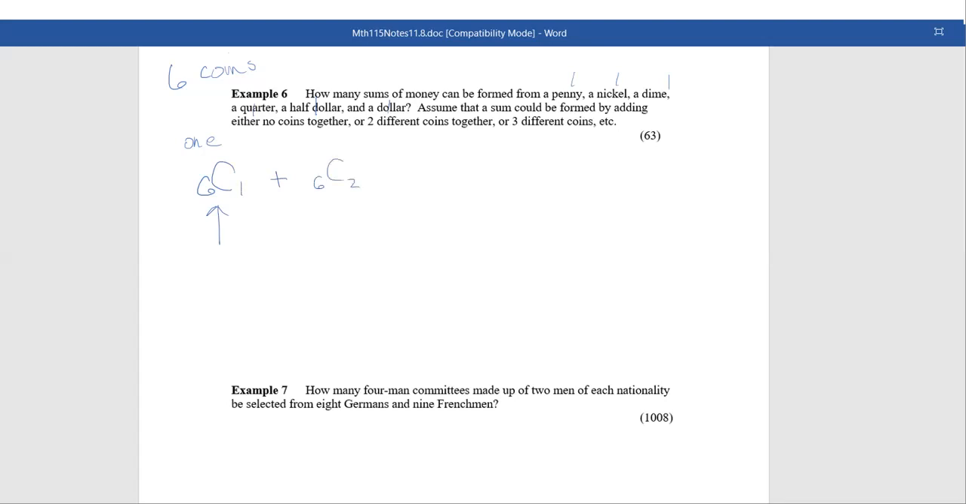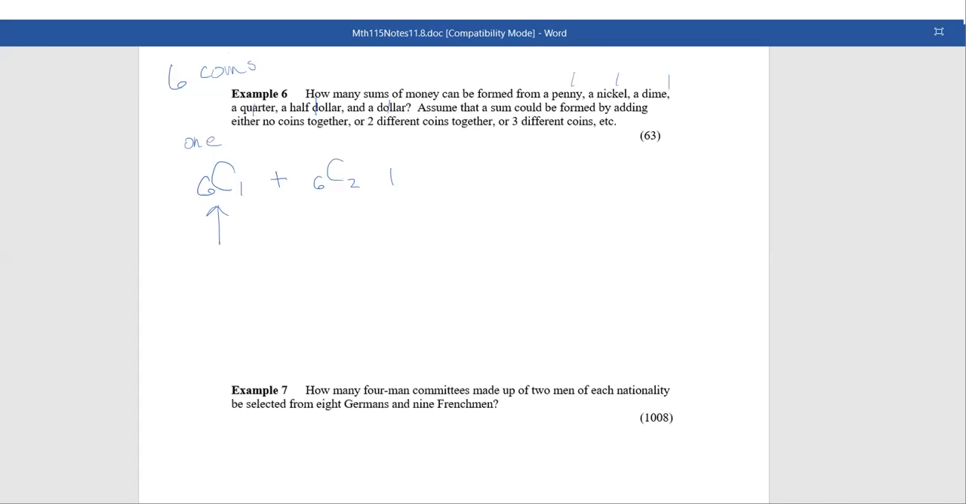And notice, this is a perfect example where the order doesn't matter, because you can add a nickel and a dime, you get 15 cents. You can add a dime and a nickel, you get 15 cents. So we don't want to do that twice. It's the same sum. So that's why we're using a combination. The combination will eliminate that duplication.